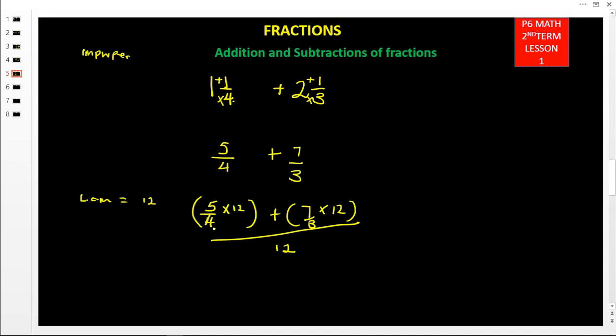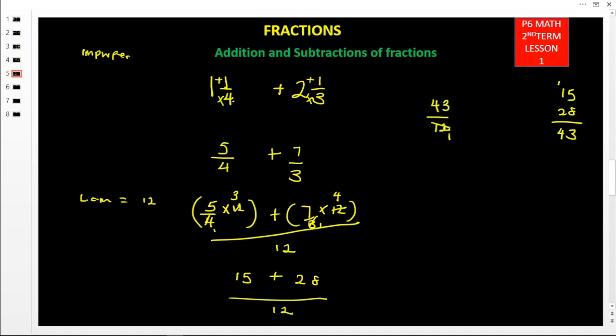So how many 4s are in 12? There are 3. Then how many 3s are in 12? There are 4. Now 5 times 3, we are getting 15. Then plus 7 times 4, we are getting 28 out of 12. So our side work here, we are now adding 15 plus 28. What are you getting? 8, 9, 10, 11, 12, 13. So this is 13. We regroup, we take 1 to the next place value. 1 plus 2 plus 4 is 7. So here I come up with 43 out of 12.